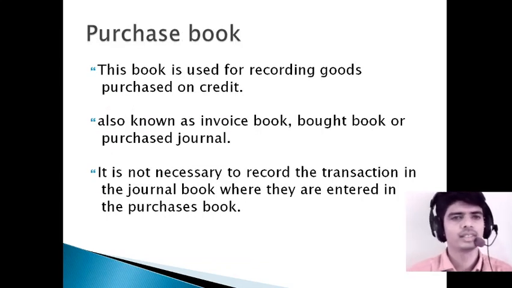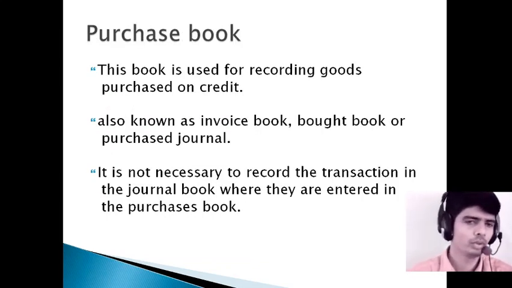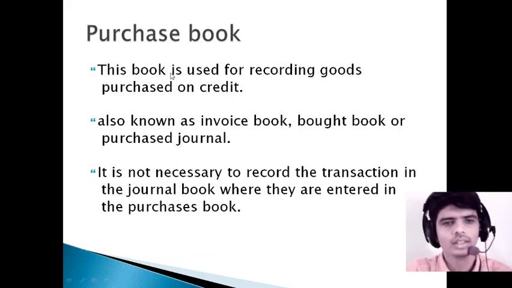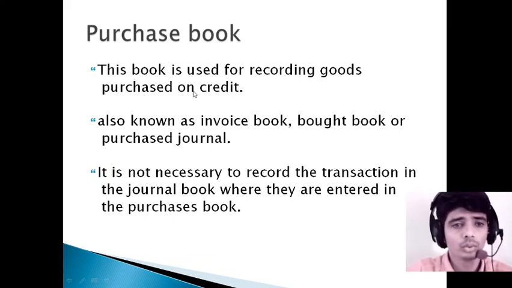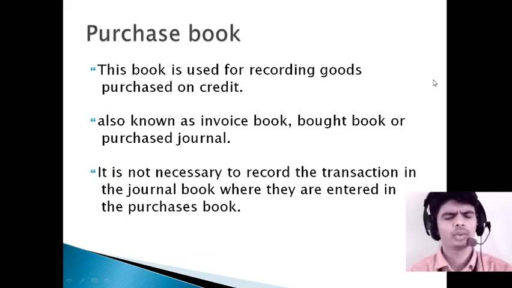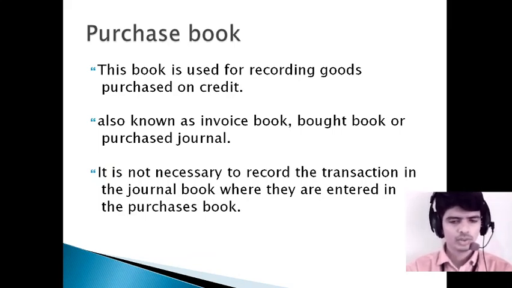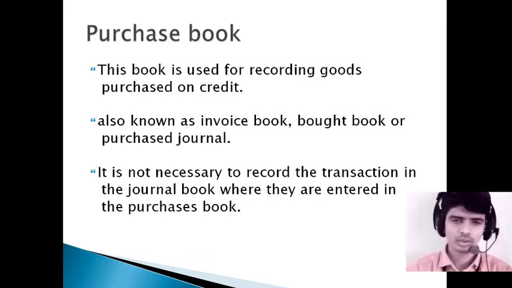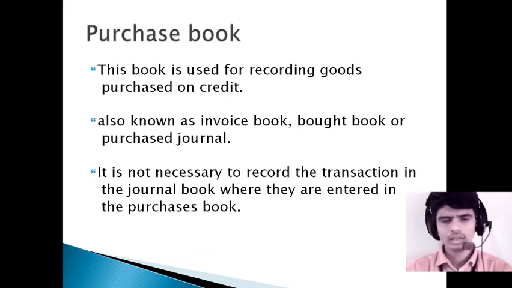Let's try to understand what the purchase book is, and what all things we are going to record in it. The purchase book is a subsidiary book used for recording goods purchased on credit, and this word credit is very important. So in the purchase book, keep it in mind, we record only credit purchases, not cash purchases. Credit means the delivery of goods or exchange of goods and services is done, but the payment is postponed.